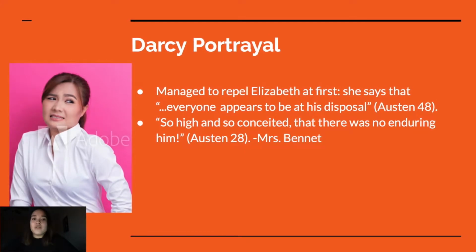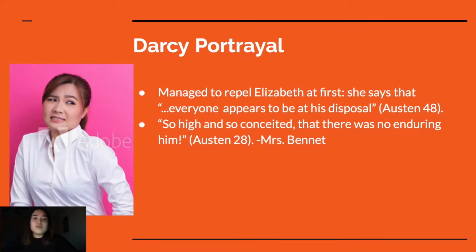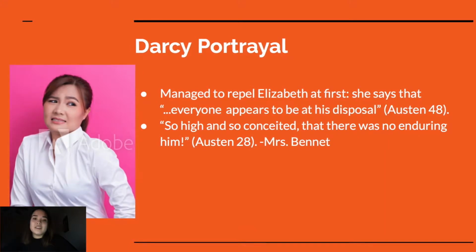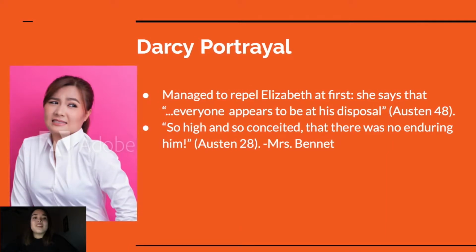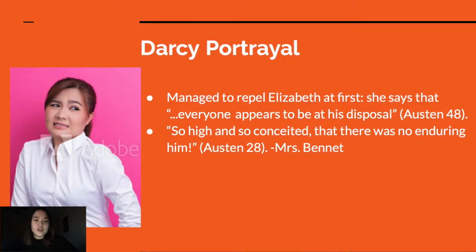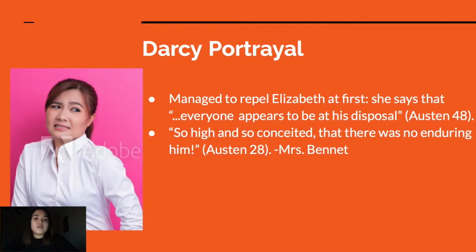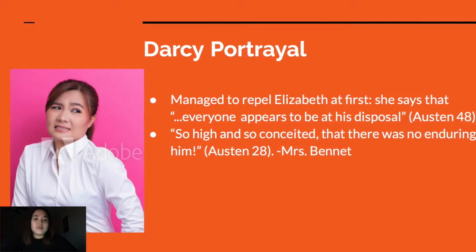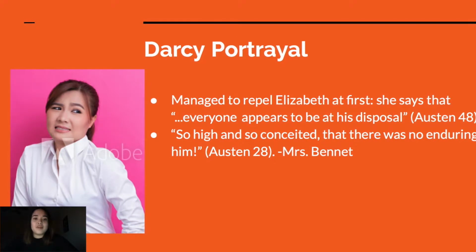William Darcy is the most clear example of pride in this novel because he fits the profile of a rich, proud aristocrat. In the story, he is portrayed as unapproachable, even repelling Elizabeth for a considerable amount of time. He is seen by Mrs. Bennet as so high and so conceited that there is no enduring him. Darcy's pride is rightfully mistaken as arrogance by the other characters, and especially in the Bennet family.